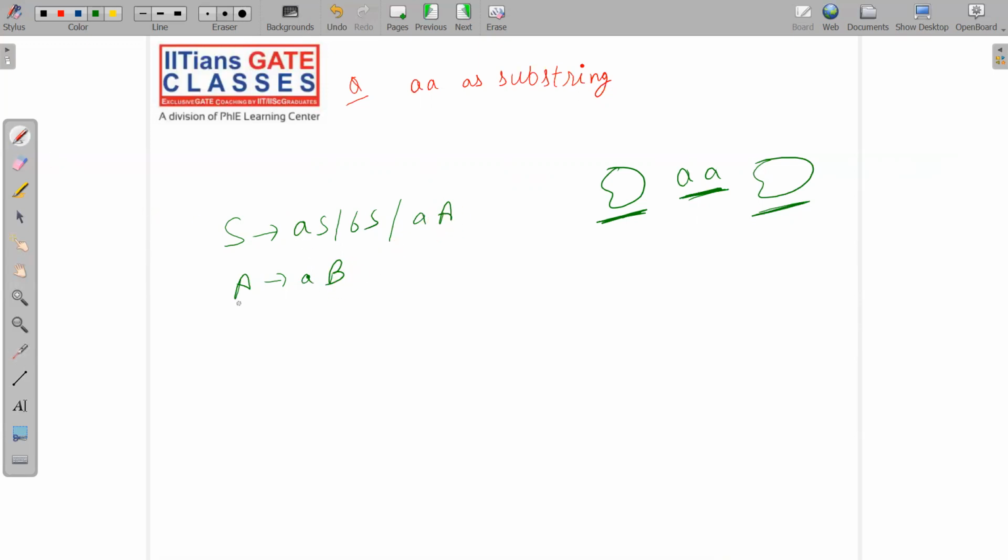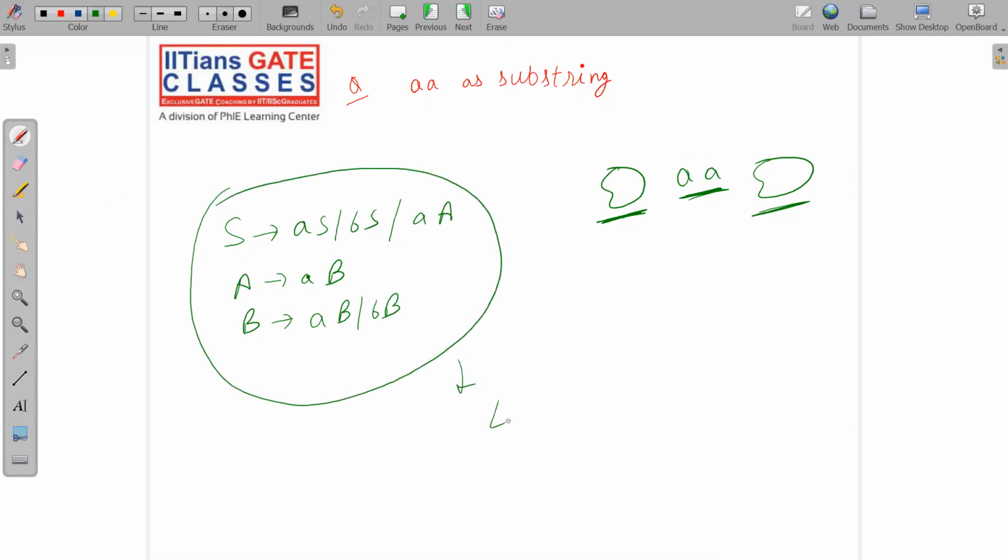Now on B we can have anything. Anything means what? AB or BB. Okay, but please write null also. If you do not write null, then you know what will be the language generated by this grammar? This grammar will generate the language that is empty, or phi. Why? Because no non-terminal is terminating.